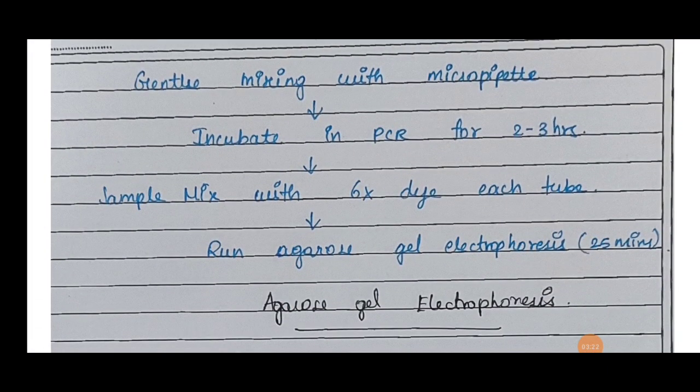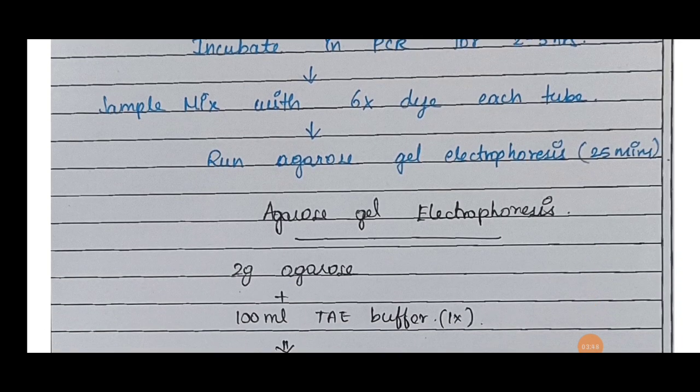Then using a micropipette, we have to gently mix all the samples. We have to change the micropipette tip from one chemical to another. Okay, and incubate in PCR for 2 to 3 hours. This incubation is very important. In this time duration we have to prepare agarose gel to run the electrophoresis. Then we have to mix the sample using dye, because this dye will detect the movement of DNA in the agarose gel. So definitely we have to add dye in each tube.